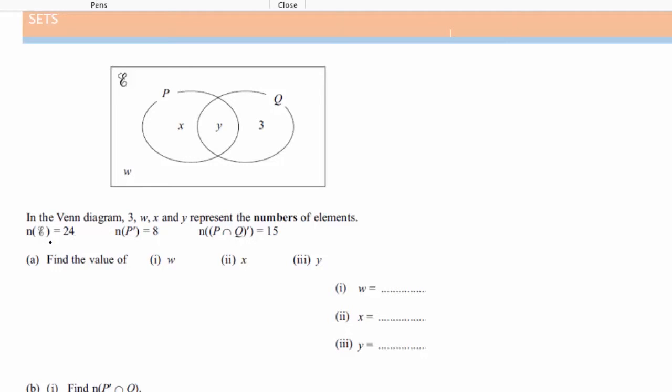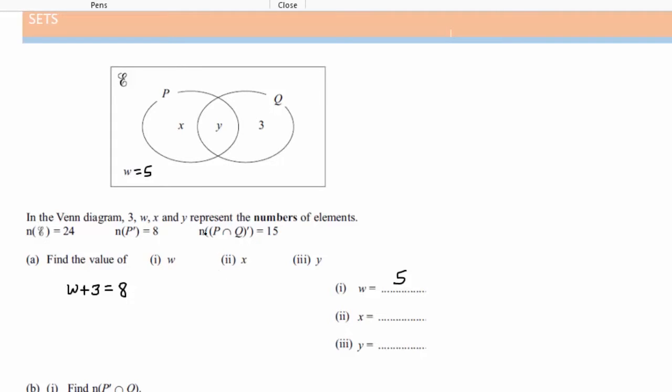So let's unwrap it. There are 24 things in the universal set, and there are 8 things, or members, or elements, that aren't in P. So this is my starting point. Let me look at the diagram. P dashed is the 3 and the W. So if there are 8 elements in P dashed, W plus 3 must equal 8. That being the case, W must be 5. So I can fill that in straight away.